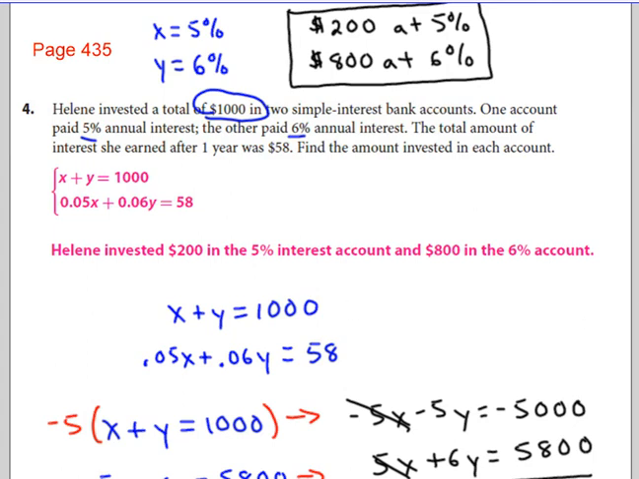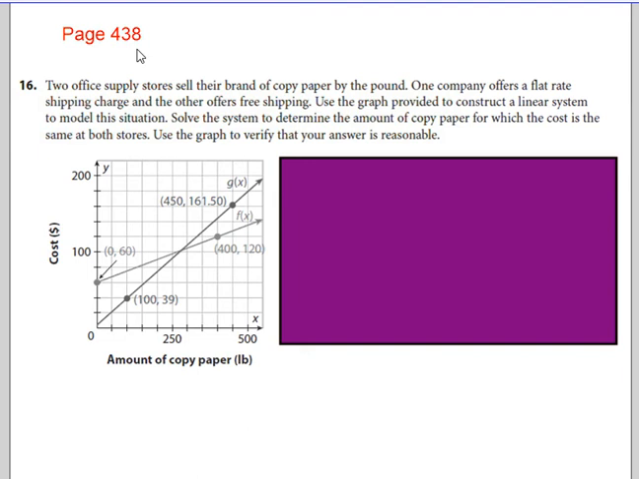Let's do one more. This is number 16 on page 438. Okay, so 2 office supply stores sell their brand of copy paper by the pound. Ooh, I wonder if one of them is Dunder Mifflin. Okay, one company offers a flat rate shipping charge and the other offers free shipping. Use this graph provided to construct a linear system to model the situation. Solve the system, determine the amount of copy paper of which the cost is same at both stores, then use the graph to verify that our answer is reasonable.